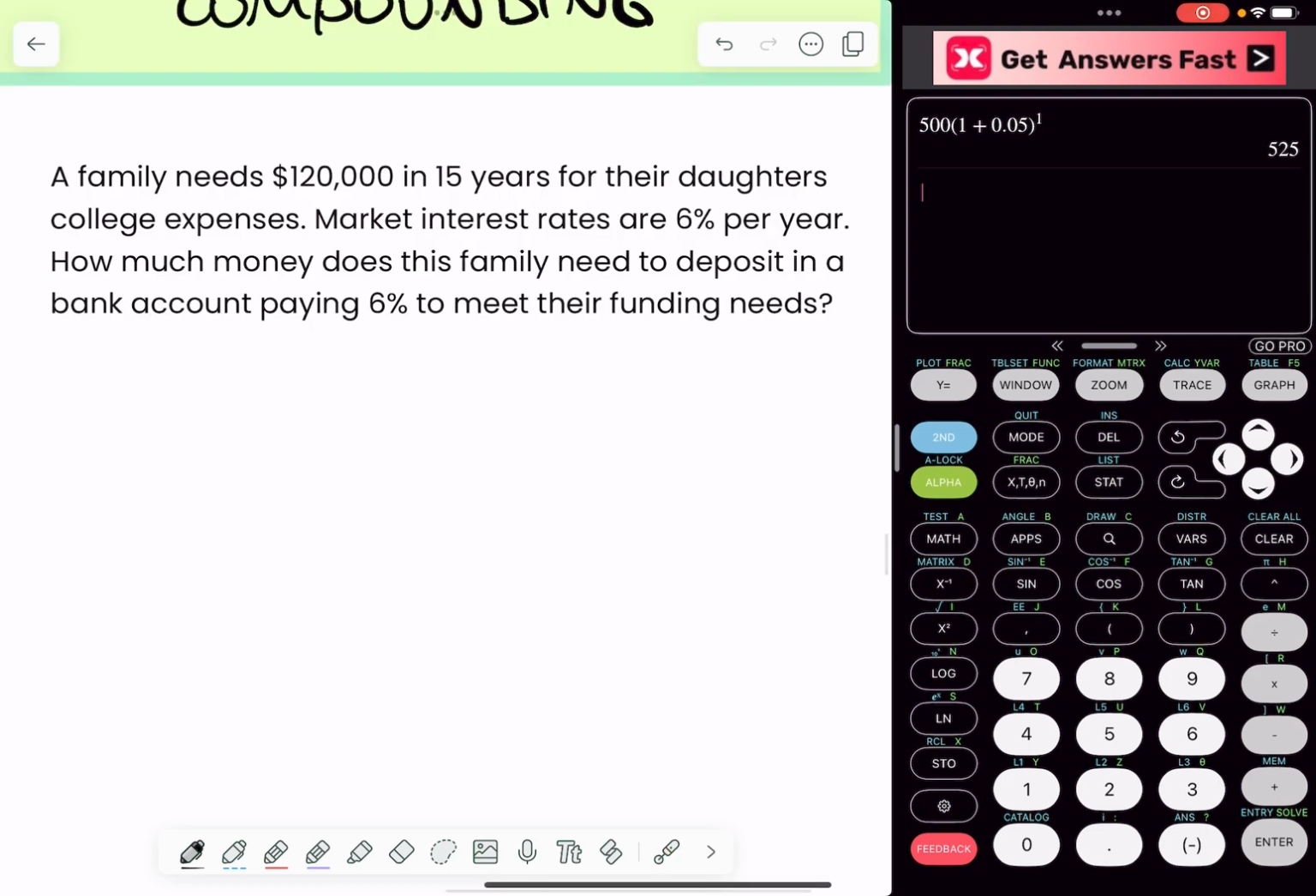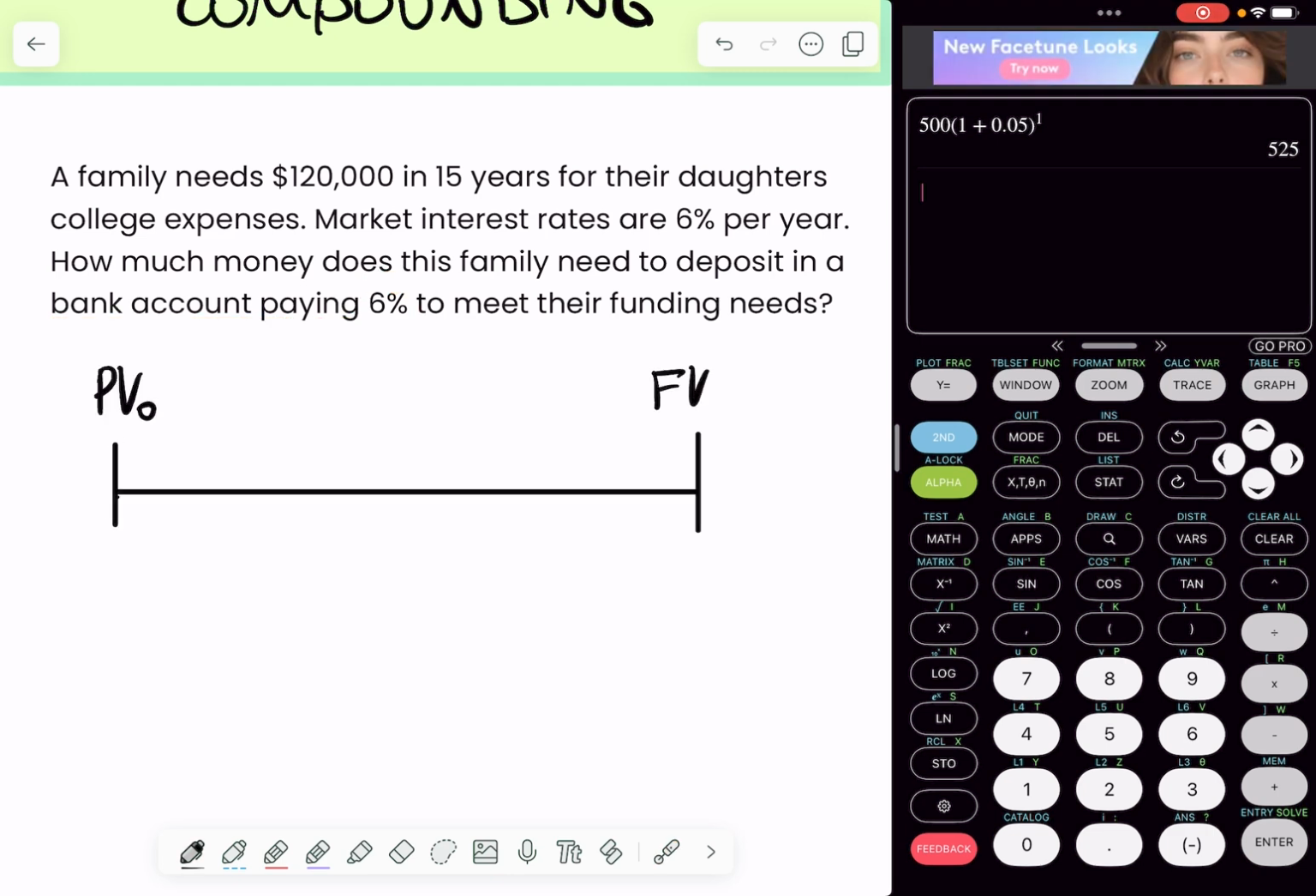Now, a family needs $120,000 in 15 years for their daughter's college expenses. Market interest rates are 6% per year. How much money does this family need to deposit today in a bank account paying 6% to meet their funding needs? So draw a timeline. Present value today, future value in t time. So a family needs $120,000 in 15 years. Market interest rates are 6% per year.